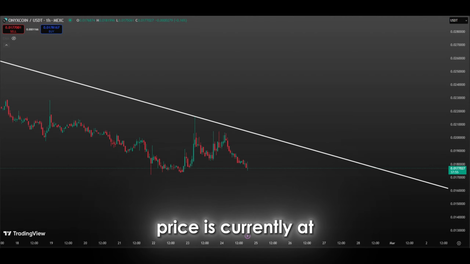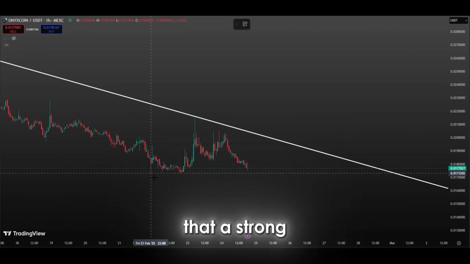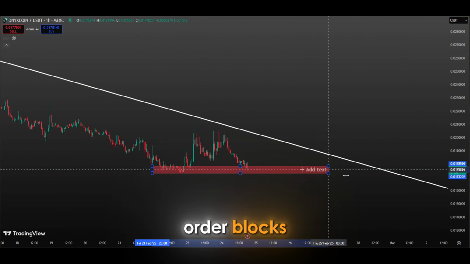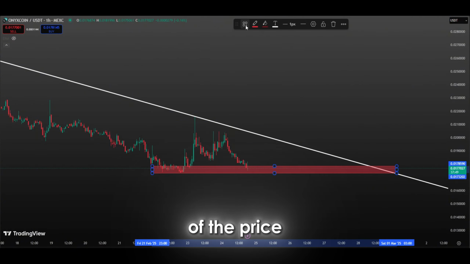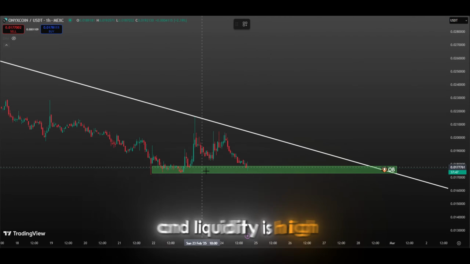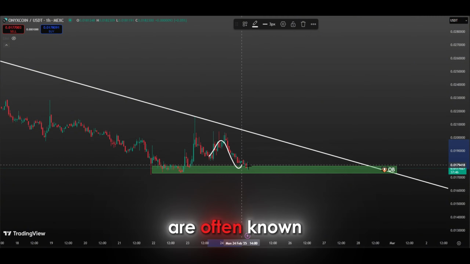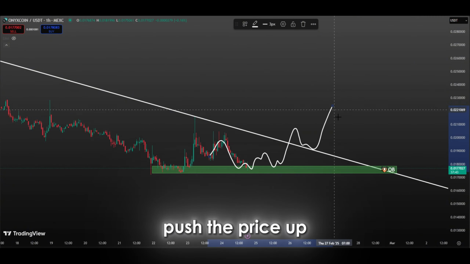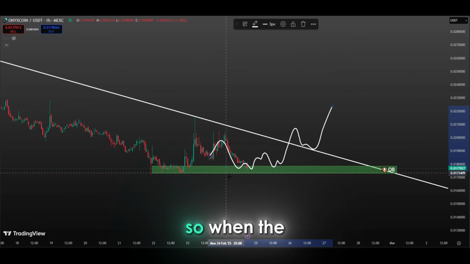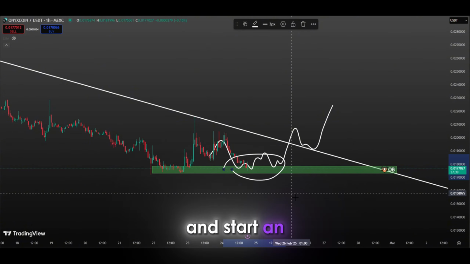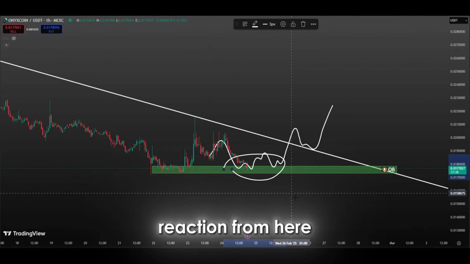Looking at the level where the price is currently at, we can see that a strong bullish order block is in place here. Order blocks are often critical to the direction of the price as they are areas where big players are trading and liquidity is high. Such bullish order blocks are often known as areas where the price is bearish, but strong buyers step in and push the price up. So, when the price comes here, the buyers can become active again and start an upward movement by getting a reaction from here. If the reaction breaks the trend line, it will be perfect.